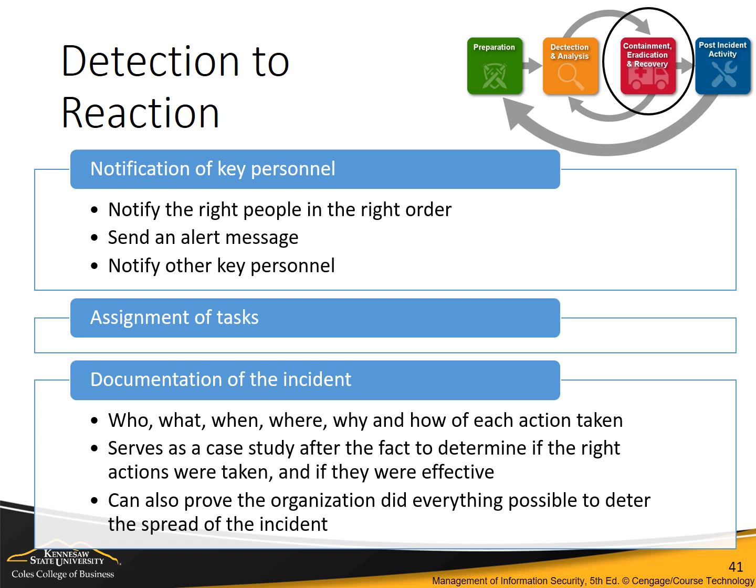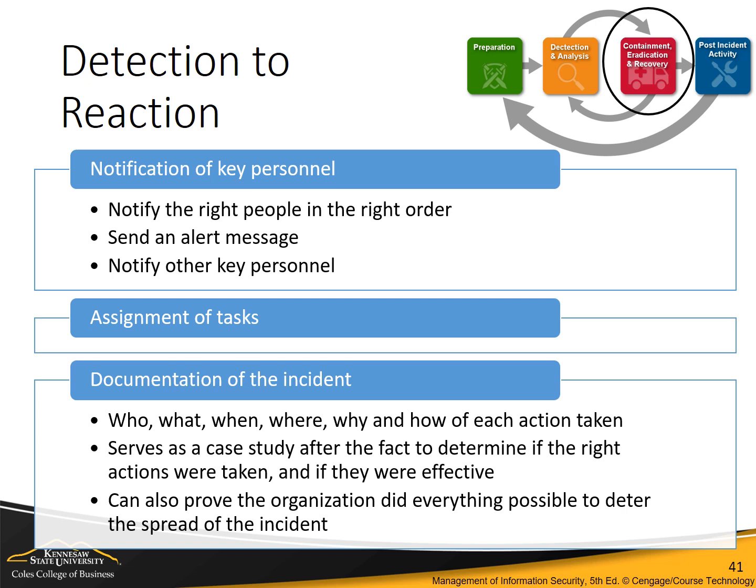The second step is assignment of task, including to whom, what position the task should be assigned, when, and in what manner or how. Finally, is documentation of the incident. As soon as an incident has been confirmed and the notification process is underway, the team should begin documentation of the incident. It should record the who, what, when, where, why, and how of each action taken while the incident is occurring.